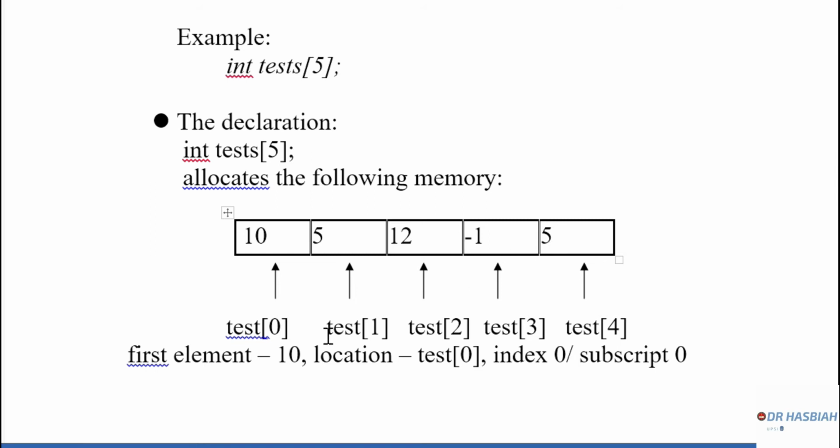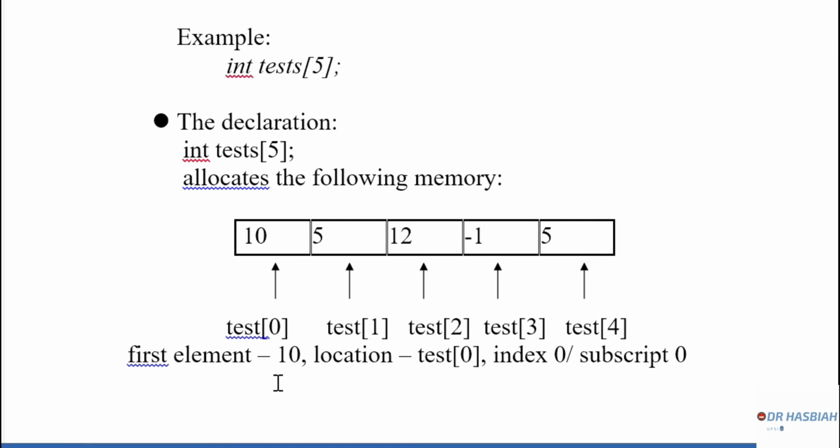So we start our elements. This is the first element, but the index for the first element is 0. The index for the second element is 1. We start the index or the subscript with 0. So the last subscript, the last index here, must be the size of your array minus 1, because we start with 0 here.